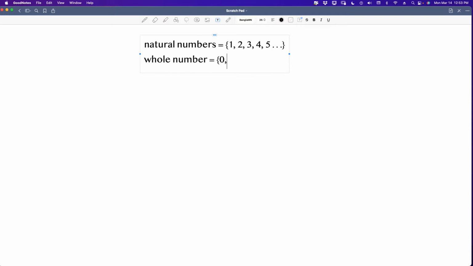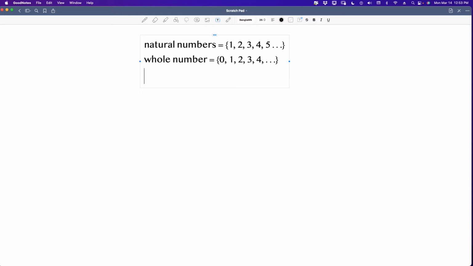Whole numbers, the set starts with 0. And then it goes 1, 2, 3, 4, and so on and so on. So the only difference between natural numbers and whole numbers is that we begin with 0 instead of 1. Natural numbers are the numbers we start counting with, and we always start counting with the number 1. We don't start counting with 0. But 0 is a whole number, and so it's included in the whole number set.